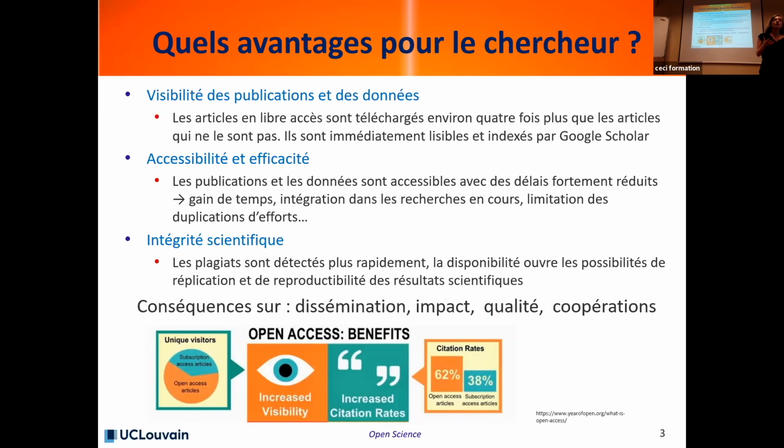What is the advantage for you as a researcher to use and to enter open science? We know that the more your scientific publication and your scientific data will be available to the society, the more your work is going to be visible to others. And so it will increase the citation you're going to receive for your paper. So it's important to put your publication in open access. It may also enhance accessibility and efficiency of your publication results. And it also helps to increase the research integrity.